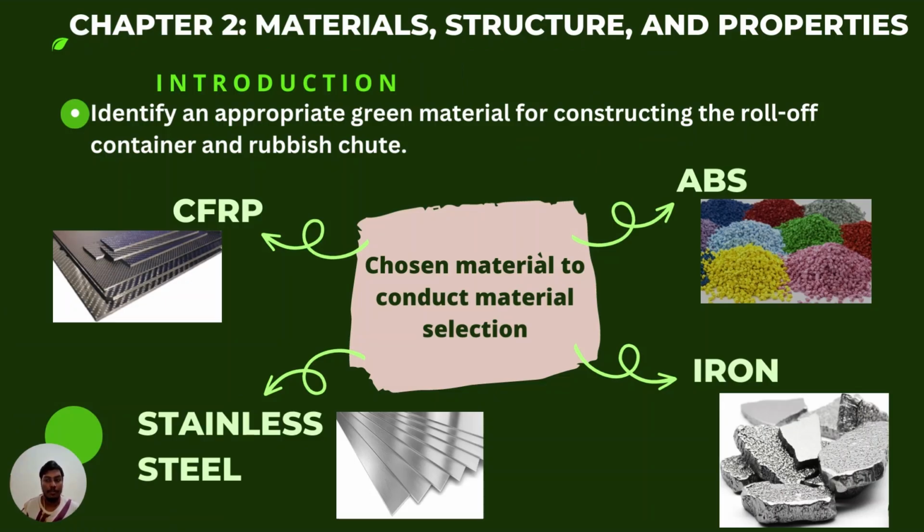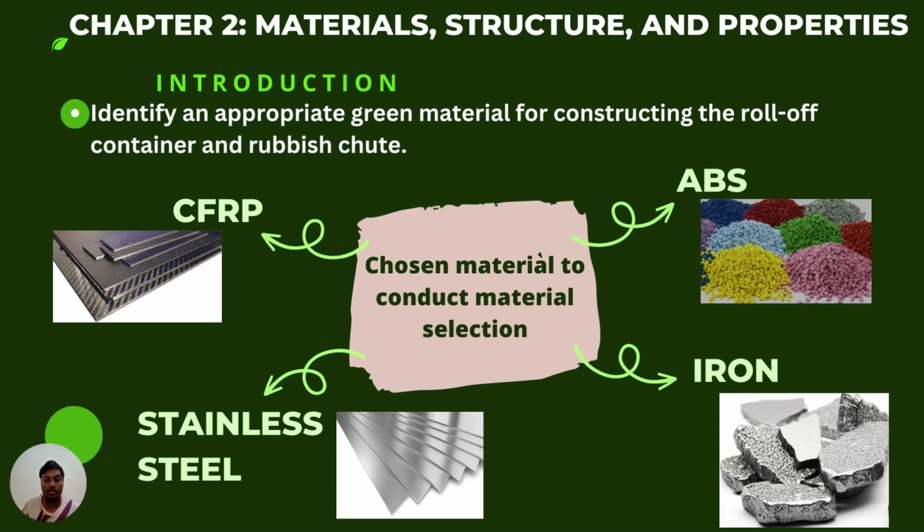Greetings to Dr. Noraiham. I would like to discuss Chapter 2, which is materials, structures and properties. As an intro to this chapter, this PBL study focuses on identifying appropriate green materials for constructing the roll-off container and rubbish chute. These are the 2 parts that our group chose from the futuristic trash collection system to perform the material selection. At the end of this Chapter 2, we will select the top 2 green materials from the ranking strategy as the material to fabricate the roll-off container and the rubbish chute.